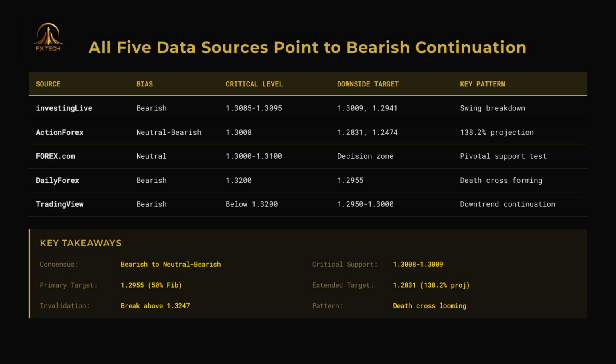The key takeaways are clear: unanimous bearish to neutral bearish bias. Critical support at 1.3008 to 1.3009, primary target at 1.2955, extended target at 1.2831, and invalidation only above 1.3247.